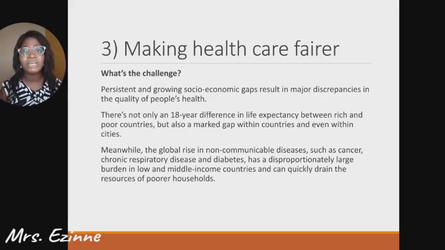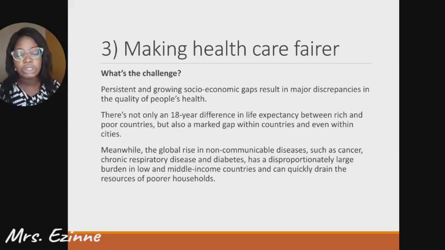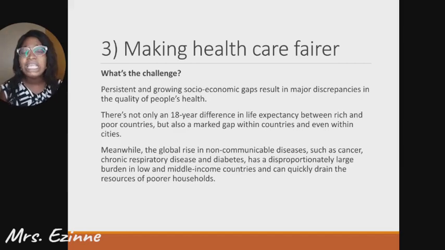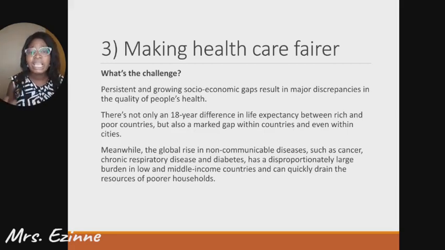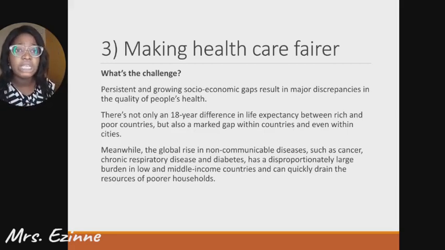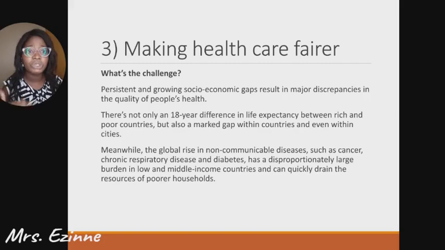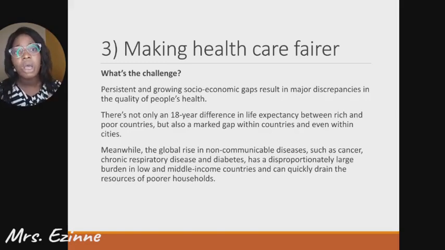Okay, for example, now Nigeria is owing in debt, in billions of debt. You can't compare it to the US or the UK. Okay, so there's an 18-year difference in life expectancy between these rich and poor countries. Meanwhile, the global rise in NCDs, that's non-communicable diseases such as cancer, has a disproportionately large burden in low and middle income countries such as Nigeria, and quickly drains the resources of poorer households.